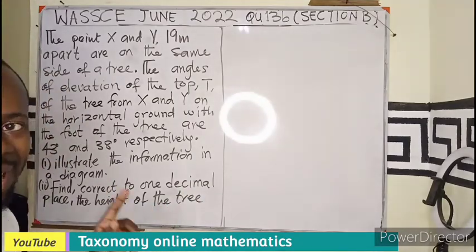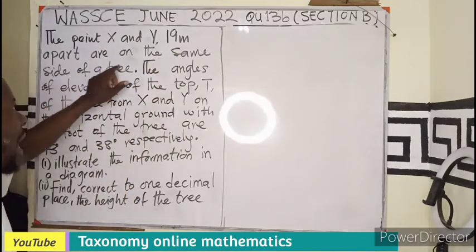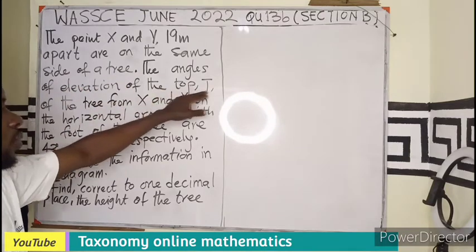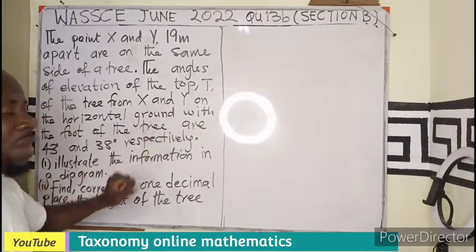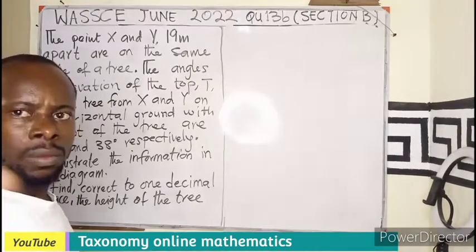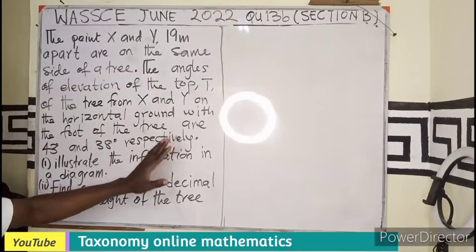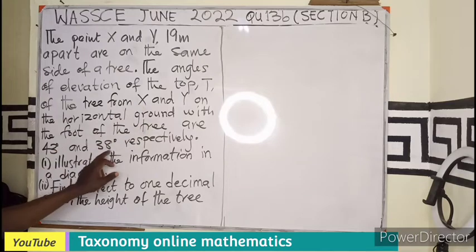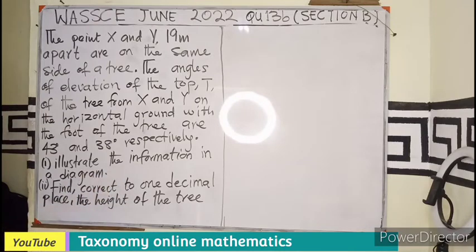Now we have the points X and Y, which are 19 meters apart, on the same side of a tree. The angles of elevation of the top, which is T, of the tree from X and Y on the horizontal ground with the foot of the tree are 43 degrees and 38 degrees respectively. This simply means that 43 is the angle of elevation of X and 38 is the angle of elevation of Y. So we are to illustrate this on a diagram.